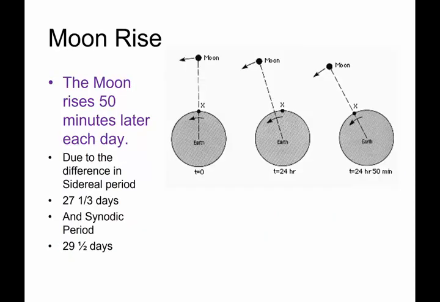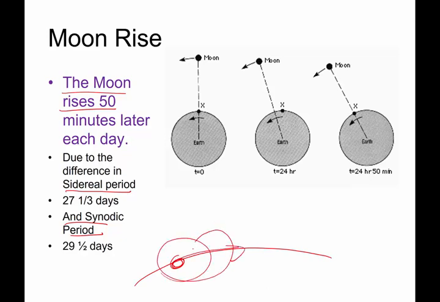Moonrise. If you watch the moon night after night, you will notice that the moon rises about 50 minutes later every single day. This is due to the difference between the sidereal and synodic periods. Because the Earth is traveling along its orbit around the sun as the moon circles us, it takes a little bit longer for us to see the moon in the same spot. That gives the idea that the moon rises 50 minutes later every day. It's not exactly an hour, just about 50 minutes.